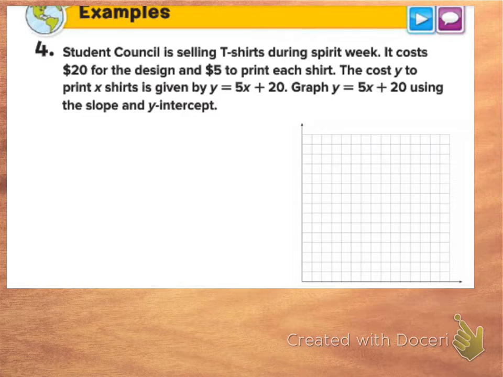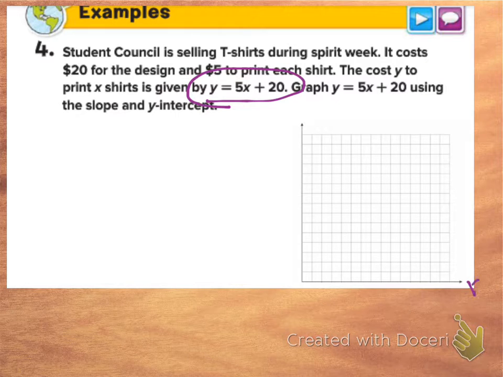For number 4, we're looking at the same idea, we're just putting it into a story. We have student council selling t-shirts during Spirit Week. It costs $20 for the design and $5 to print each shirt. So the cost y to print x t-shirts is given, and they're giving us the equation for this. Then we'll look at how that applies. They're giving us the equation, and they're telling us what x and y are.